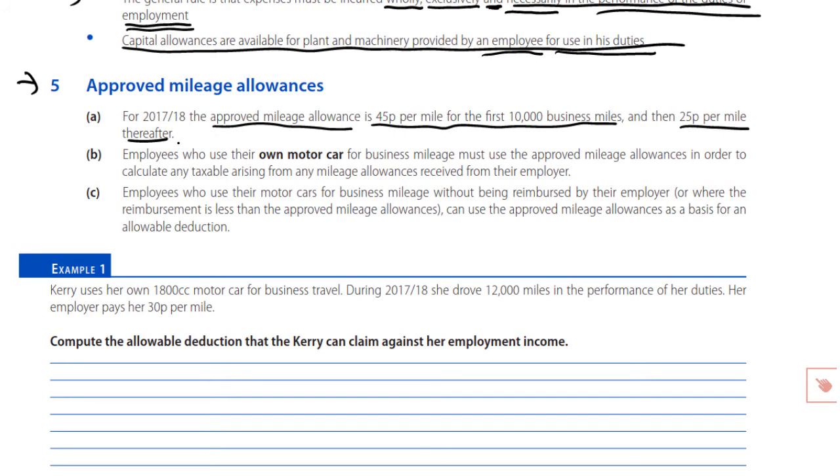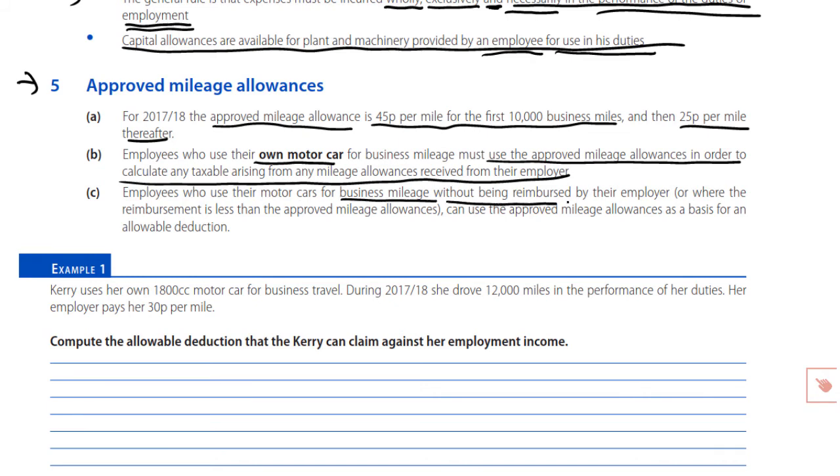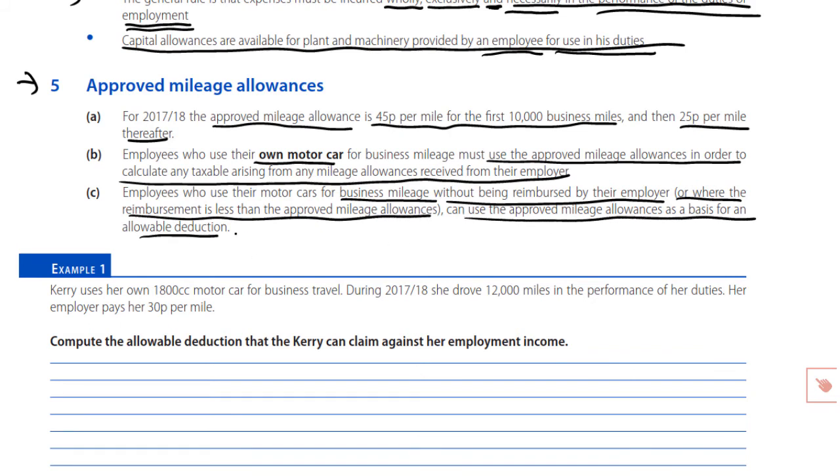thereafter. Employees who use their own motor car for business mileage must use the approved mileage allowances in order to calculate any taxable amount arising from any mileage allowance received from their employer. Employees who use their cars for business mileage without being reimbursed by their employer, or more likely, as we'll see in a moment, or where the reimbursement is less than the approved mileage allowance, can use the approved mileage allowance as a basis for an allowable deduction.